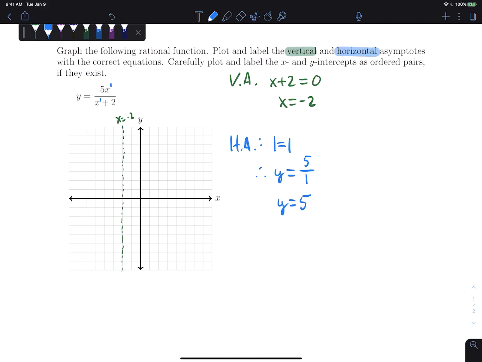And then graph that on the grid as a horizontal dotted line. Now, these two horizontal and vertical asymptotes technically are not part of the graph, but they help us graph the function itself.